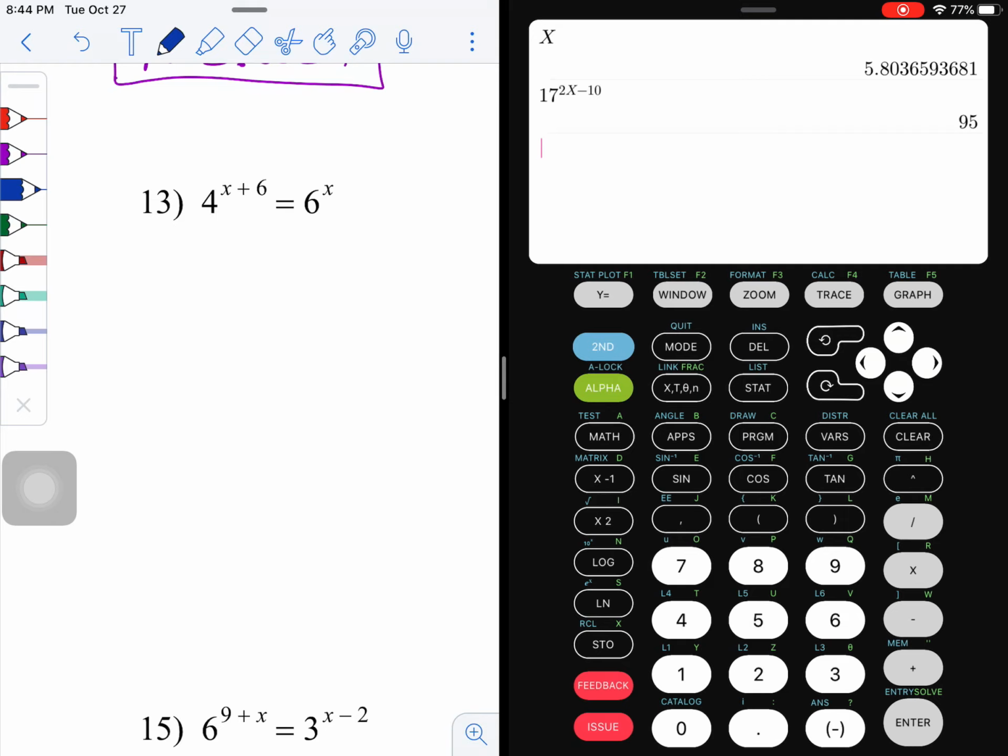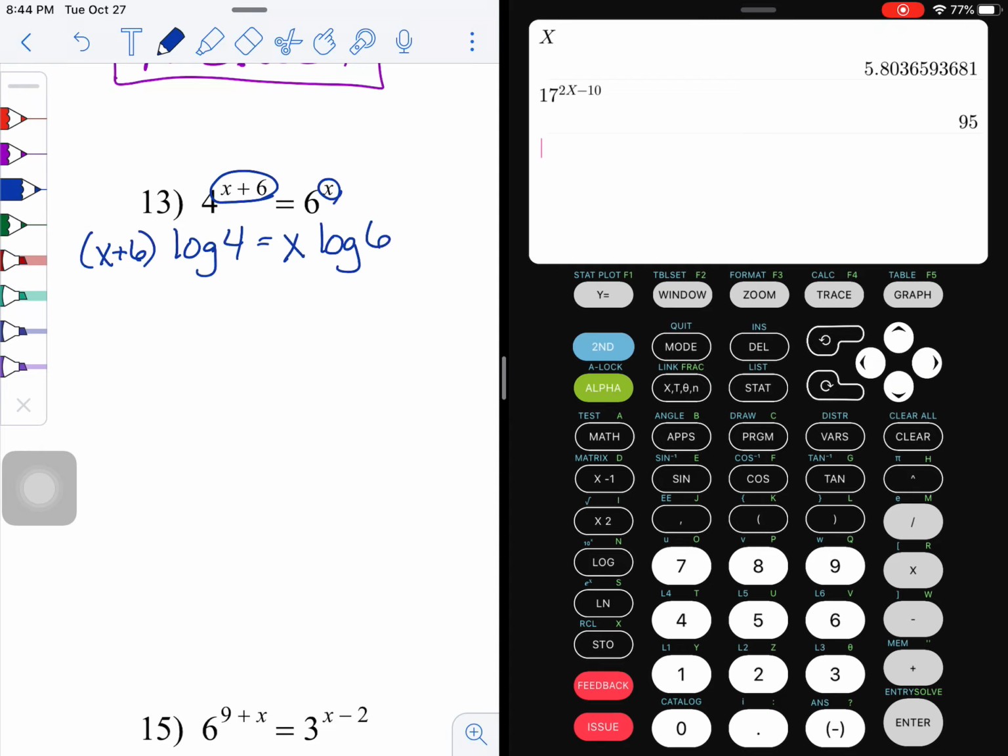All right, now problem number 13. One of the things at 13 and 15, you can see both of them right now. You may notice there are variables and exponents on both sides. So we want to deal with that. And we're going to do the same thing we've been doing. We're going to take the log of both sides. So when I take the log of the left side, this exponent can fly in front. So x plus 6 log 4. When I take the log of the right side, that x exponent can fly in front as a coefficient to log 6.